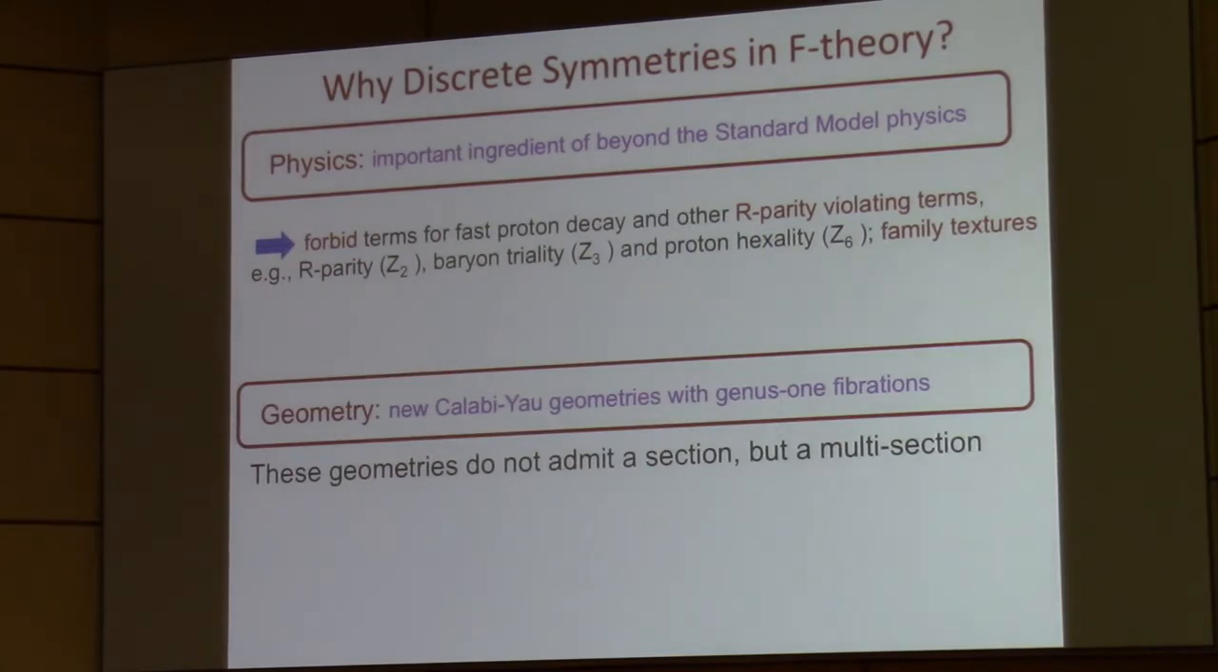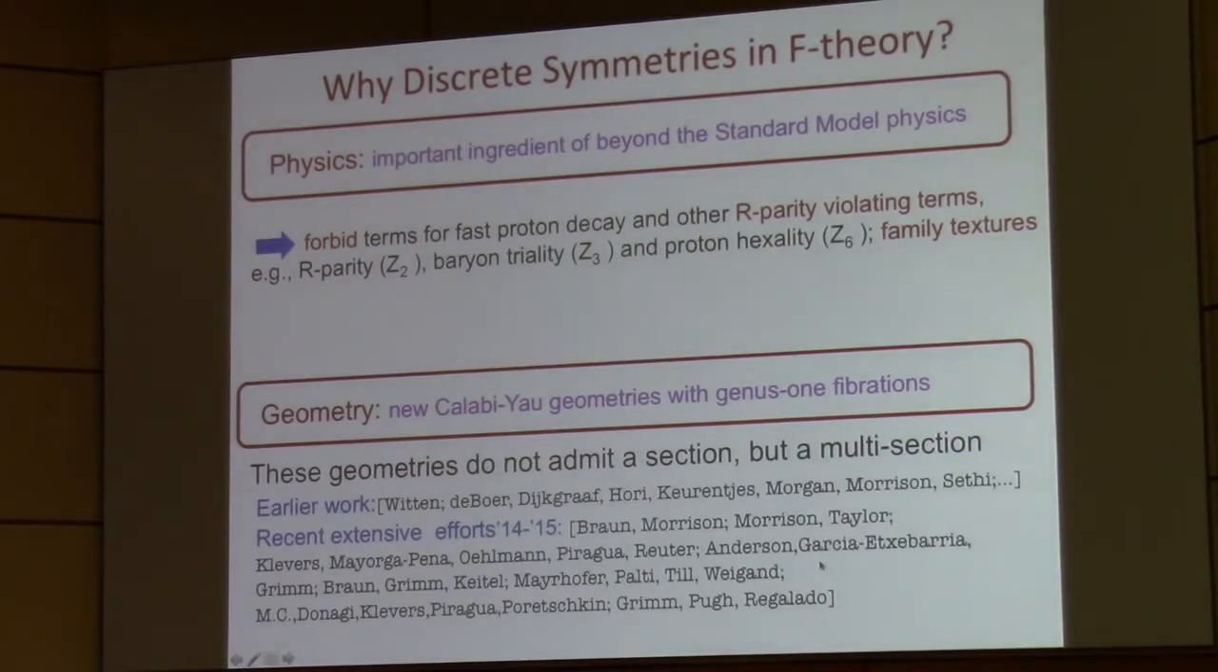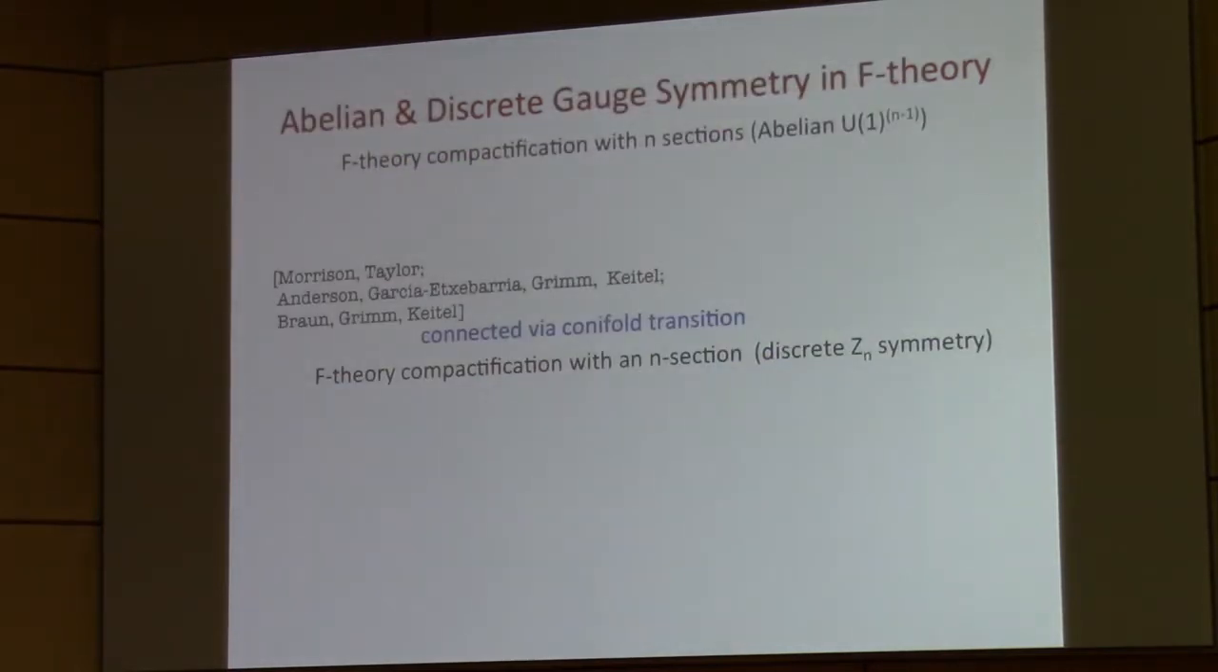Now from the geometry point of view, it's also intriguing because those are not elliptic fibrations anymore, but the construction is based on genus one fibrations that, of course, do not admit a section, but a multi-section. There was some earlier work in the late 90s, but again, this is just a 2-3 year old effort, motivated by particle physics, trying to understand the nature of discrete symmetry in F-theory compactifications.